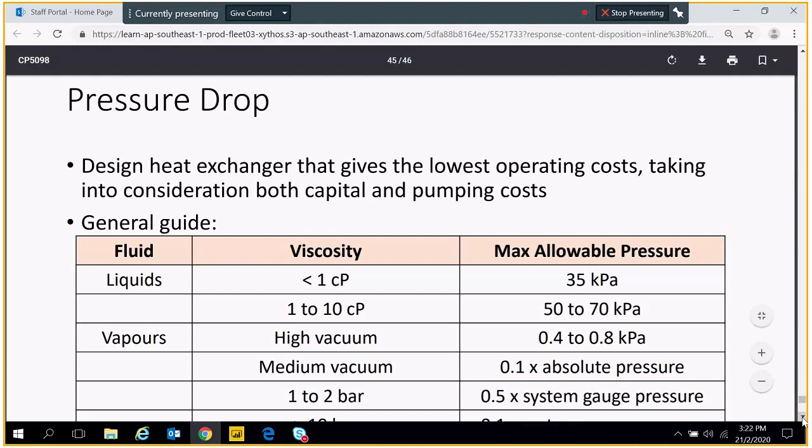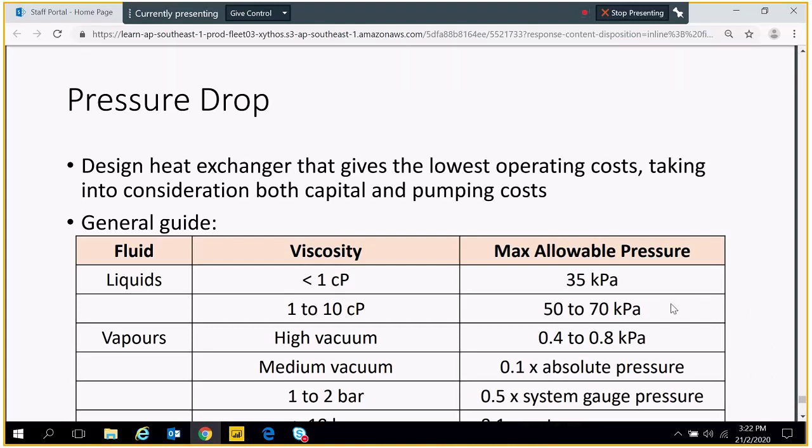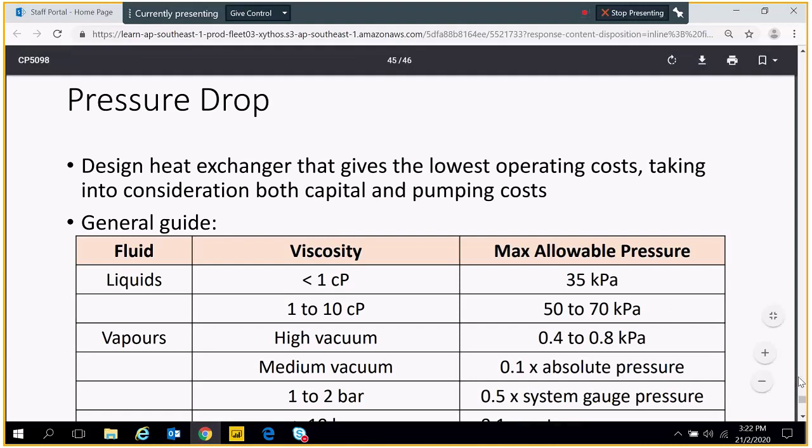Now, pressure drop is dependent on the viscosity of the liquid. If it's not that viscous, the maximum allowable pressure drop is 35 kilopascal. This is for the whole heat exchanger. If your viscosity is between 1 and 10 cP, that is the maximum allowable pressure drop: 101.3 kPa. 101.3 kPa is 1 atmosphere, which is 760 mm mercury.